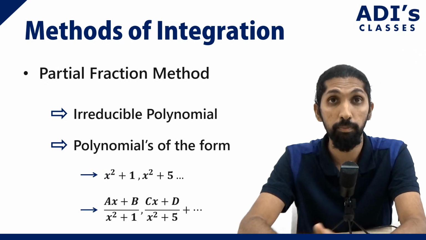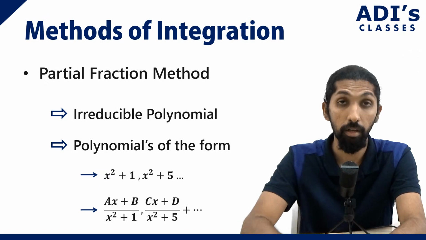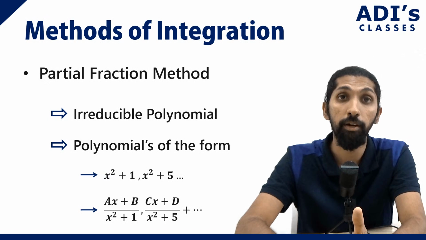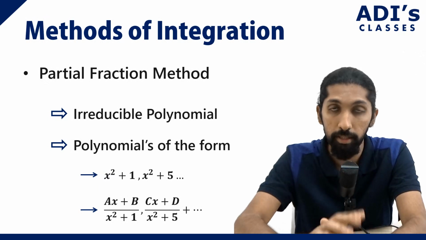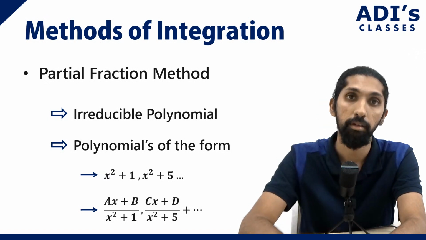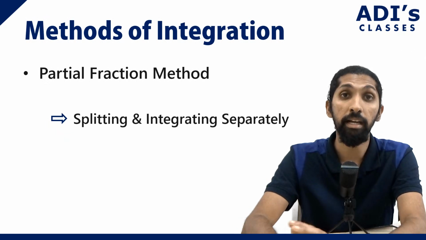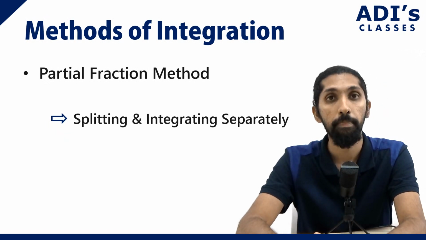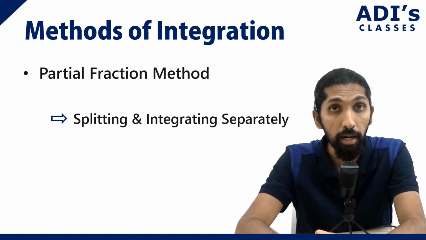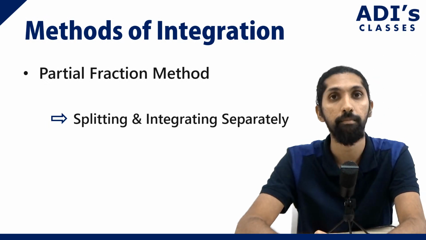You can have ax plus b divided by that plus c by that, whatever it is. So basically, what we have is different forms of partial fraction method. Now, in every partial fraction method, what we used to do is split it and then integrate it separately. Then finally, you used to get the answer, correct? So this is the partial fraction method of solving integration sums.